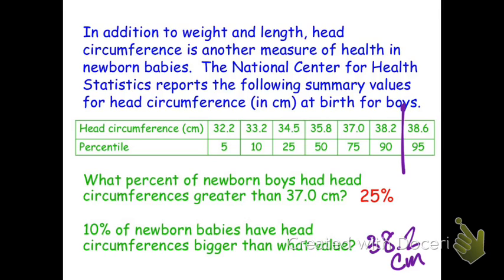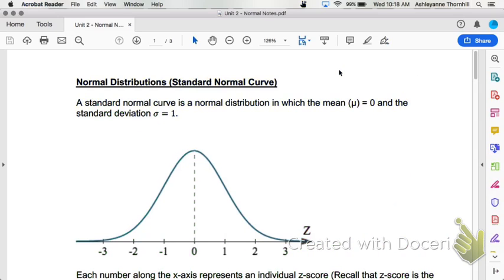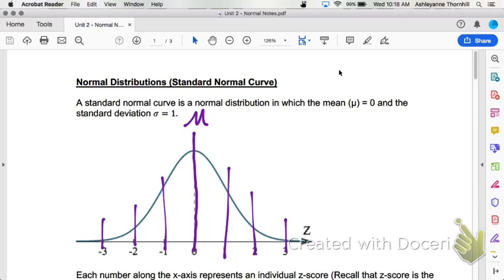Okay, what I want you to do next is go to the notes that I passed out to you, because I'm going to show you how to do this on the calculator. The first types of questions will just ask you about standard normal distributions. And standard normal means what? How do I know something is standard normal? The mean is 0 and the standard deviation is 1.